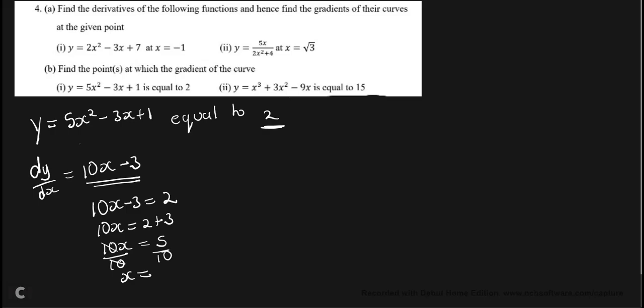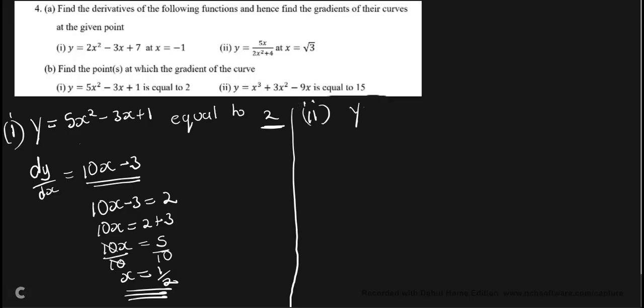X is equal to 1 over 2. So at the point where x is equal to 1 over 2, that's where the gradient is equal to 2. Then you also do the same thing to question 2, which is y equal to x cubed plus 3x squared minus 9x, right? Now here they've said the gradient is equal to 15, right? In this situation, let's differentiate that.